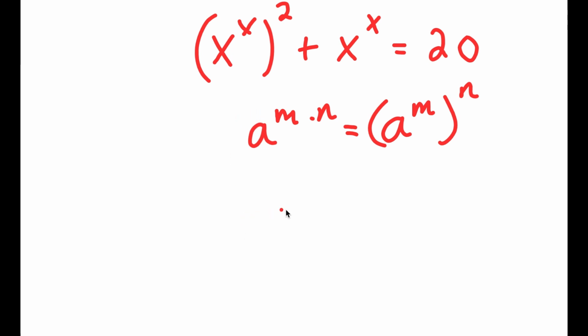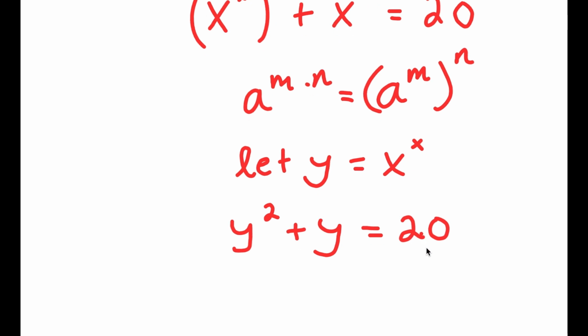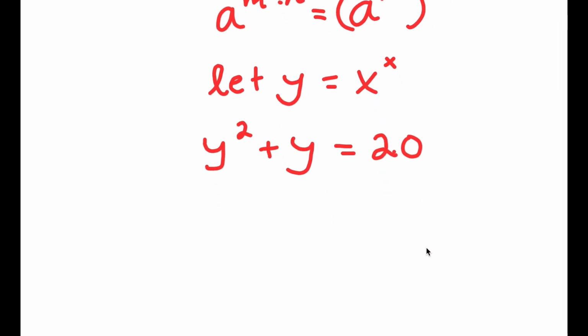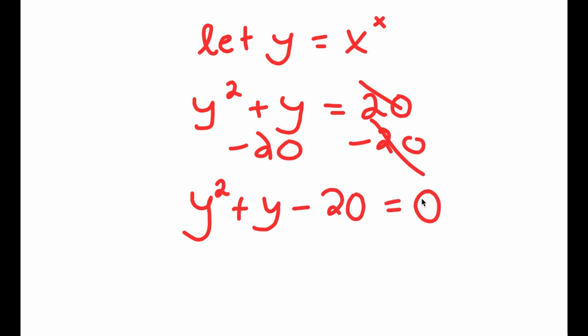So now, I'm going to let the variable y equal x to the power of x. So now I have y squared plus y is equal to 20. Now from here, I'm going to subtract 20 on both sides. So then these two cancel out, and I'll be left with y squared plus y minus 20 is equal to 0.